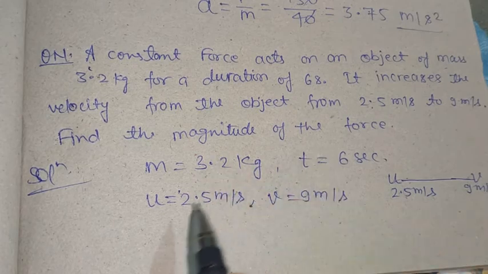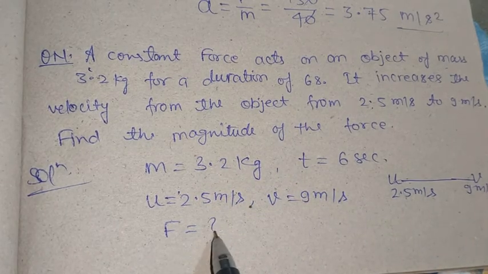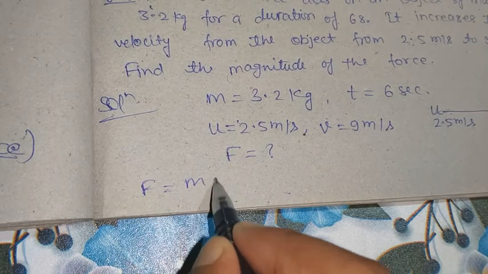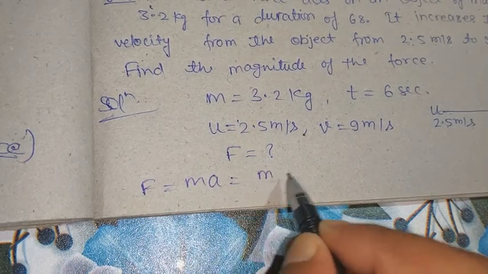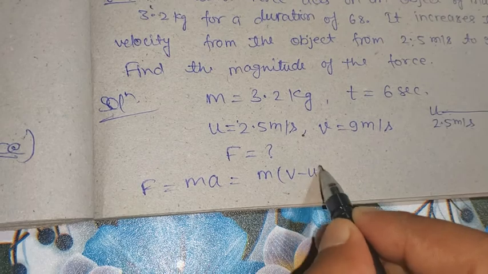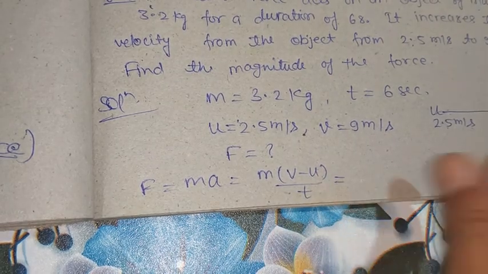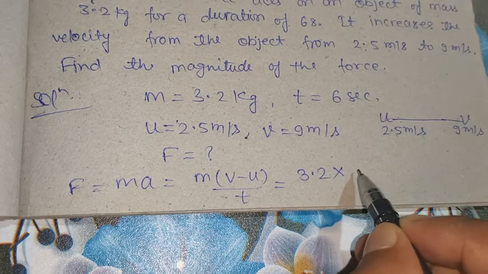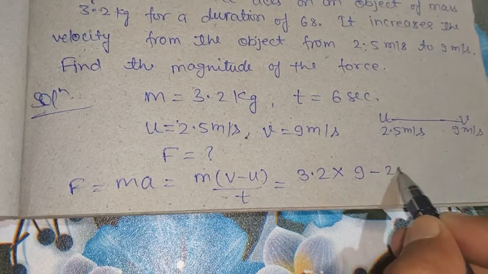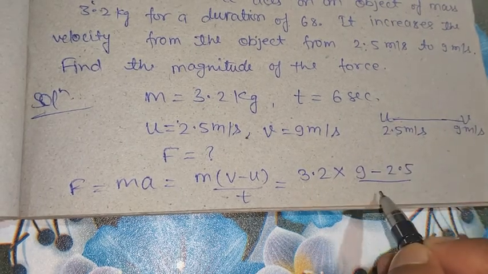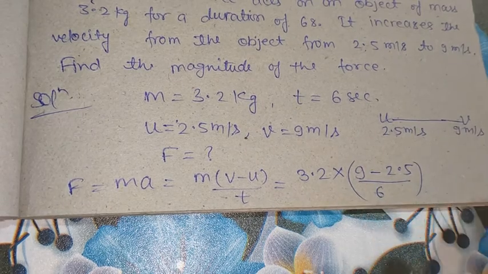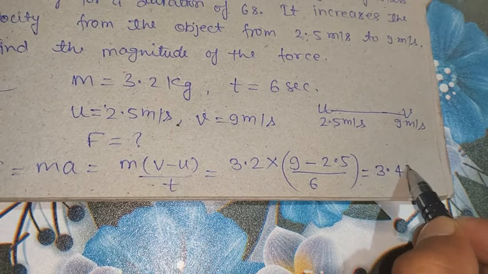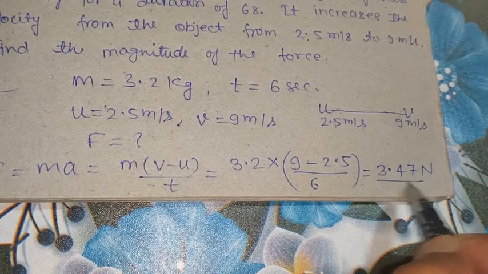Now we have to find out the force, and we know the formula. Force is equal to mass into acceleration, and acceleration is v minus u divided by t. Mass is 3.2, v minus u is 9 minus 2.5, divided by time which is 6. After solving this, it comes out 3.47, and the unit of force is Newton.